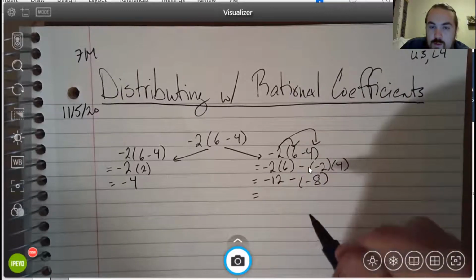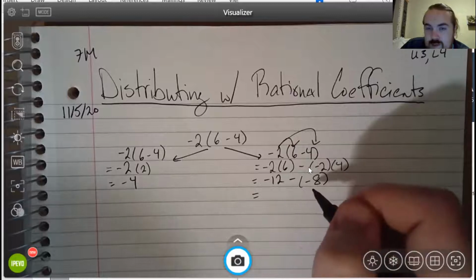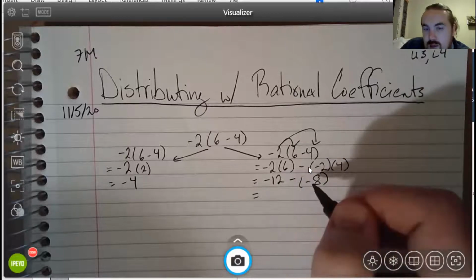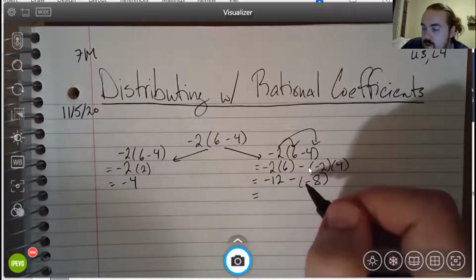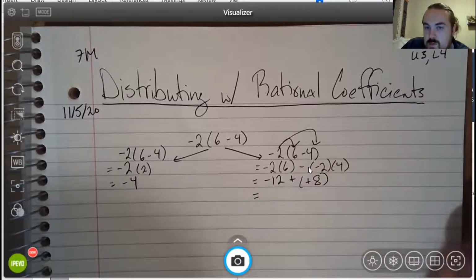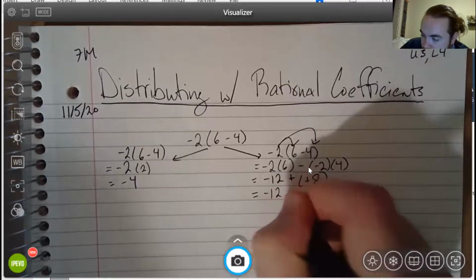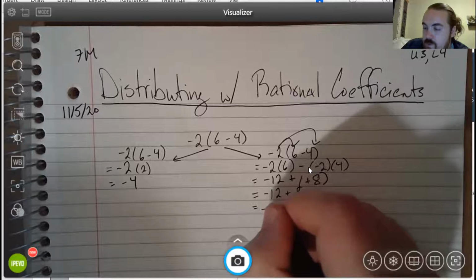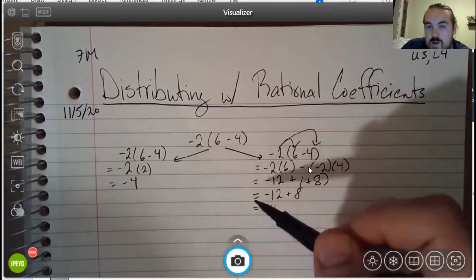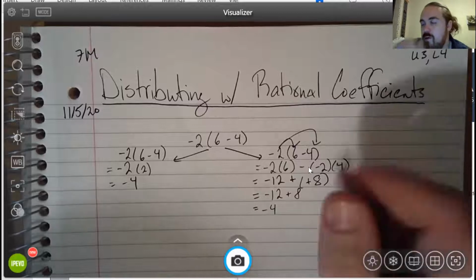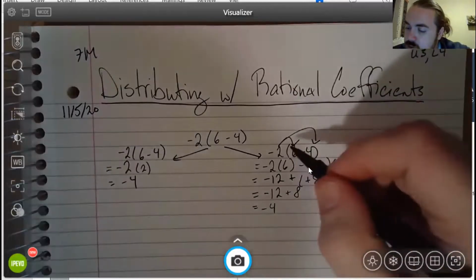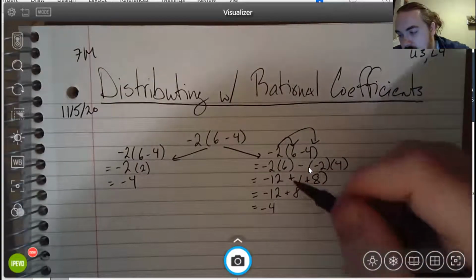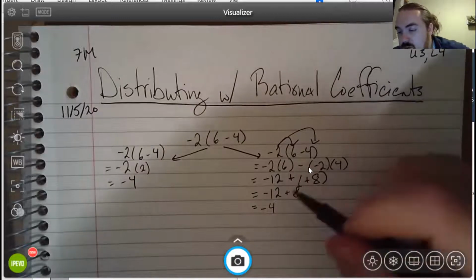Here, though, remember, when we are subtracting any number, it's the same as adding its opposite. So subtracting a negative is the same as adding a positive. Anytime you see minus minus, you should immediately make it plus plus. So we have -12 plus 8, which would be -4. Oh, look, they do match. So again, you have to remember to distribute this -2 to the second term. A lot of people will get plus -8 here, and that'll give you -20, which would not be the same thing as -4.